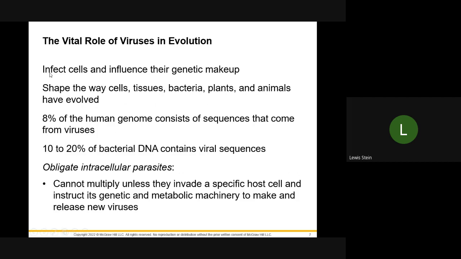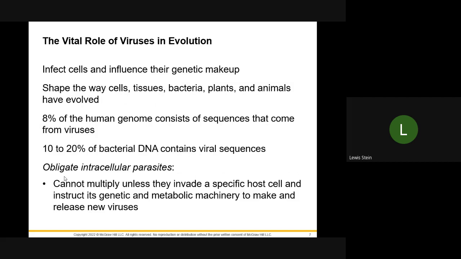Okay. So, do they infect cells and influence their genetic makeup? Absolutely. Did they shape some degree of evolution? Probably. 8% of the human genome, us, consists of sequences that come from viruses, and 10 to 20% of bacterial DNA comes from viruses. So, obligate intracellular parasite. It's not just viruses. There are certain bacteria that meet the same criteria. They are obligate intracellular parasites.